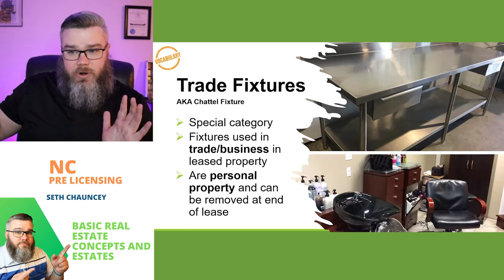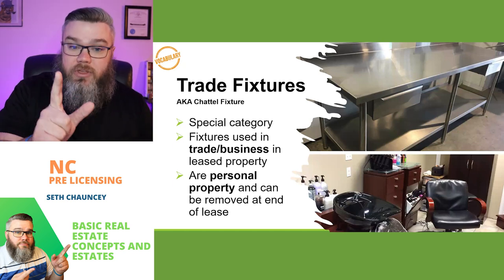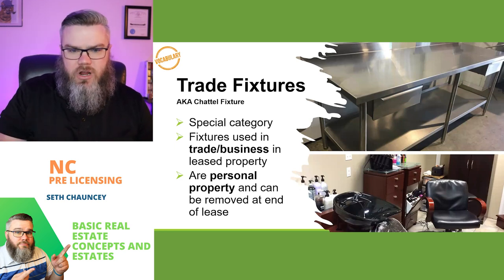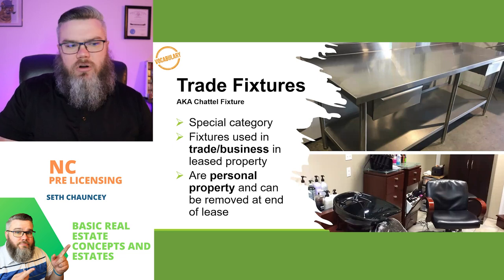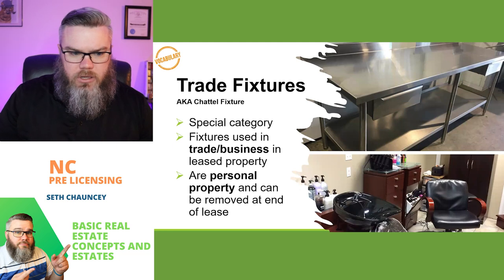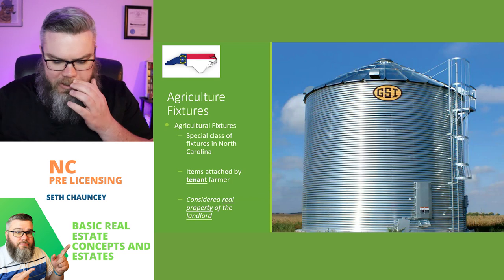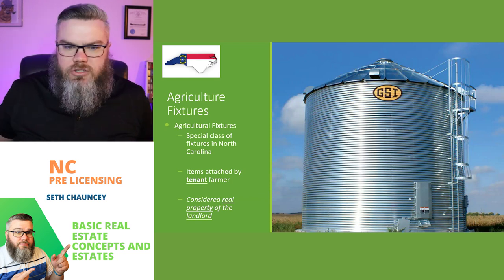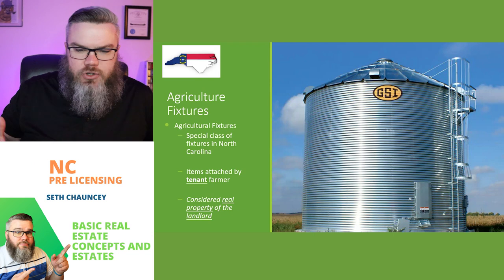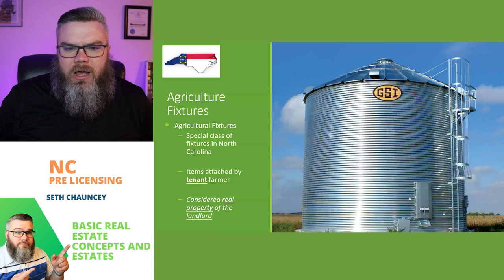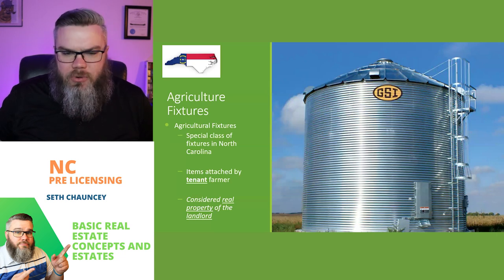Now, here's one that goes a different direction. In North Carolina, for this next one, this trade fixture concept is nationally recognized. But North Carolina recognizes a very specific thing called an agricultural fixture. So an agricultural fixture is where, let's go back to that piece of farmland. My farmland's in Georgia, but let's say it was in North Carolina. If that tenant was growing corn on my fields, it's his personal property. Remember that Fructus Industrialis, those implements.